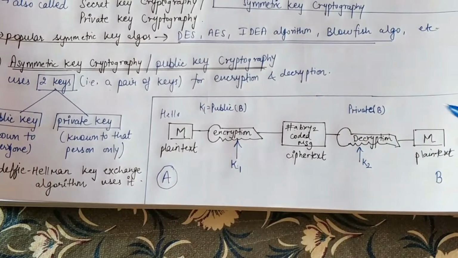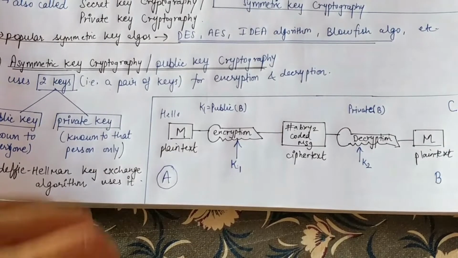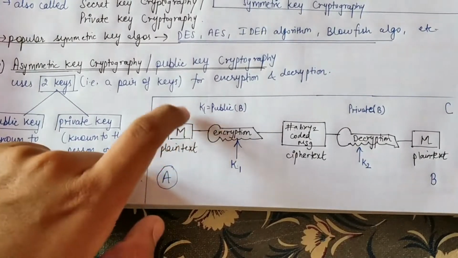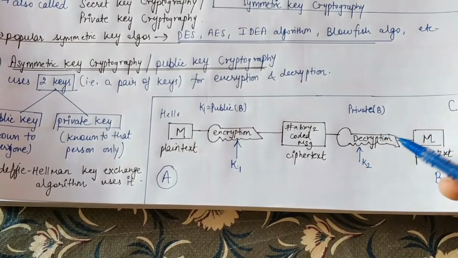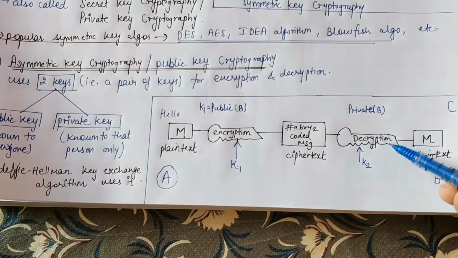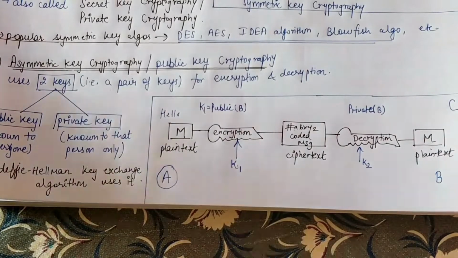Suppose there is another person C, and C does not know the private key of B. So that's why the message which A is sending, that is this message hello, he or she will not be able to decrypt this message, okay. This decryption process cannot be done by C, so only B can see the message. So this is the overall scenario, okay.